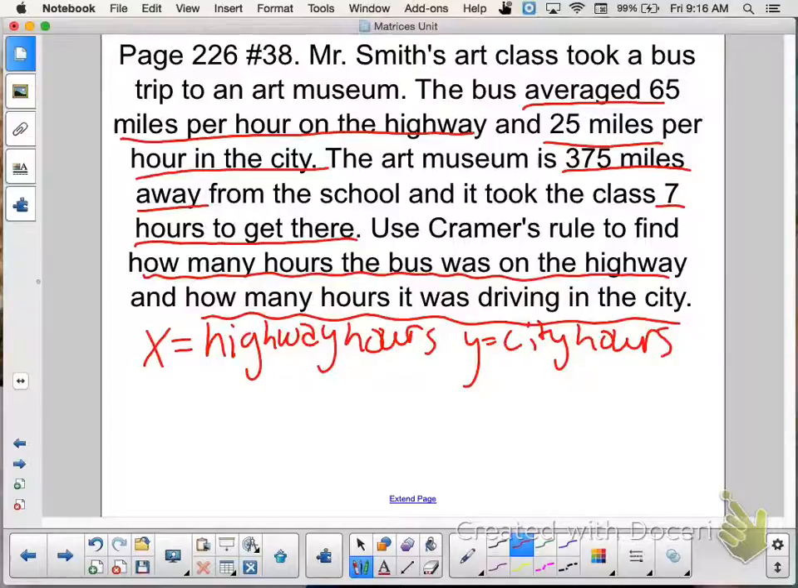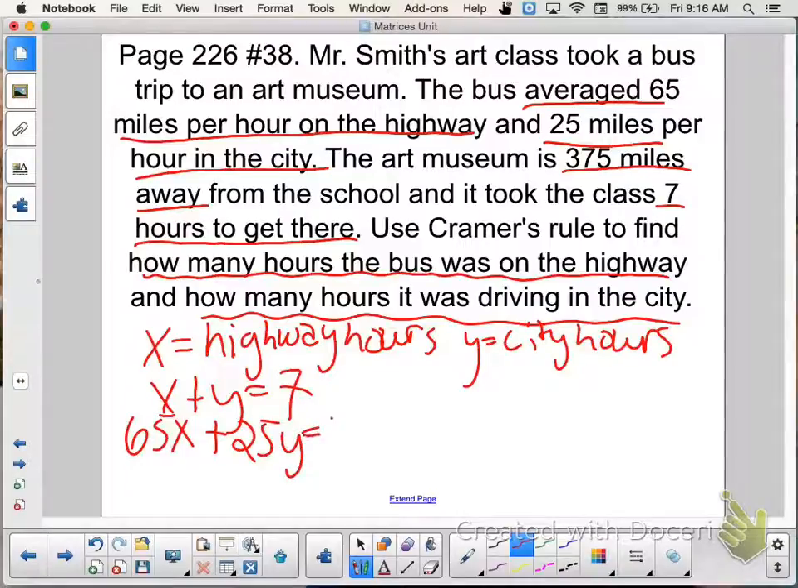So looking at this one, I know that it took the class 7 hours to get there, so highway hours plus city hours gets me to 7. And I know that we average 65 miles per hour, so 65 times the number of hours on the highway, and then 25 miles times the number of hours in the city, and that's 375 because it's 375 miles away.